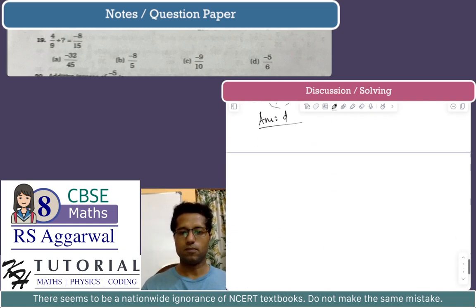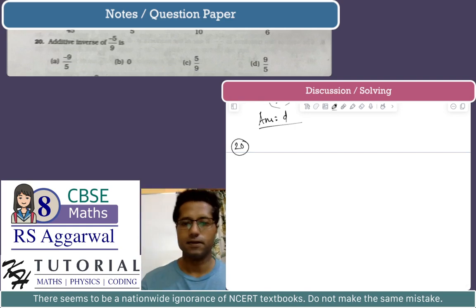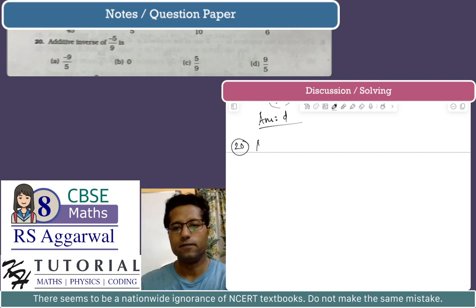Okay, let's do problem number 20. Problem number 20 says: the additive inverse of minus 5 by 9 is. I am in short writing it as add I, additive inverse. We have to find the additive inverse of minus 5 by 9.